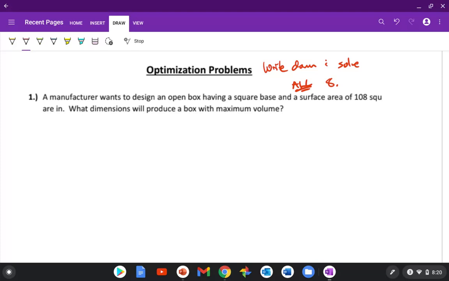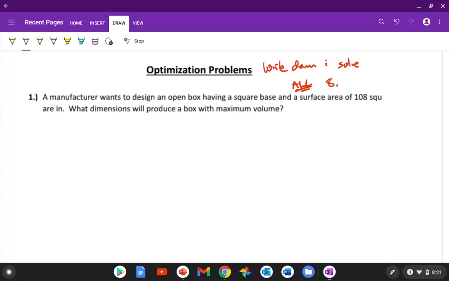In this scenario, a manufacturer is going to design an open box having a square base and a surface area of 108 square inches. What dimensions will produce a box with the maximum volume? So think of like an Amazon box. They've got this surface area of material, and they want to make a box out of this material that would hold the most, have the most volume, can hold the most stuff, if you will.